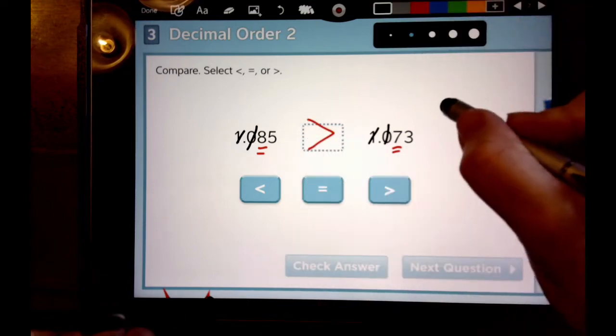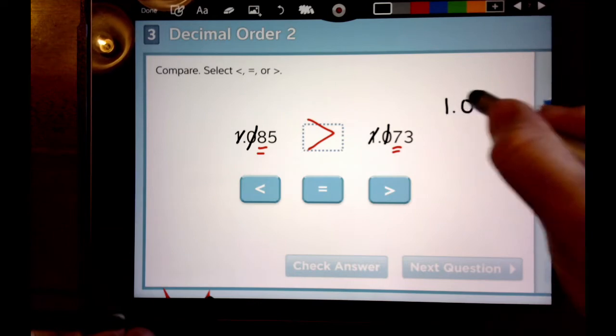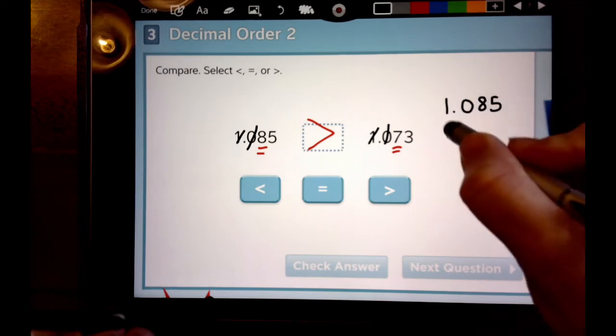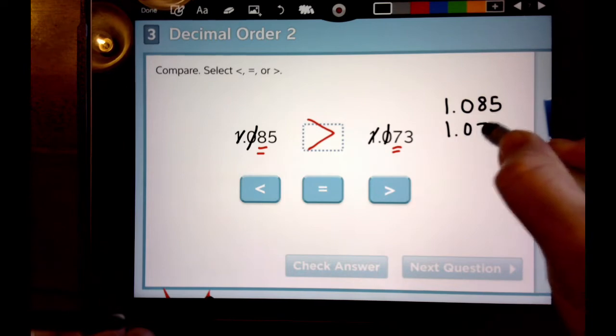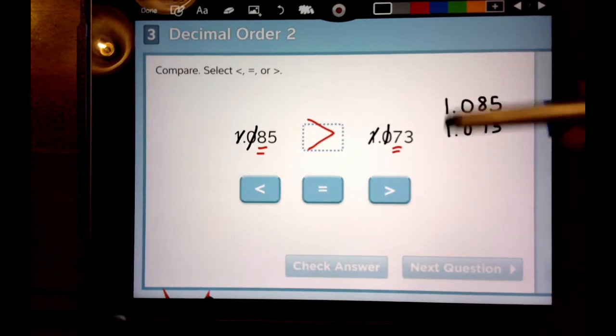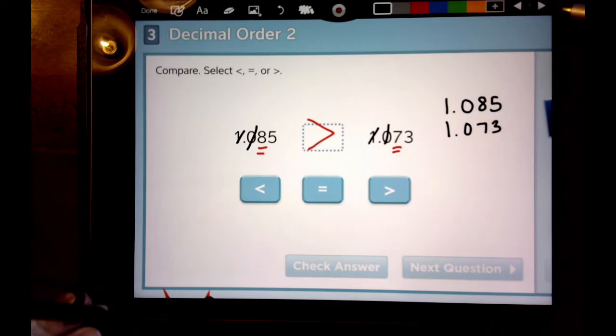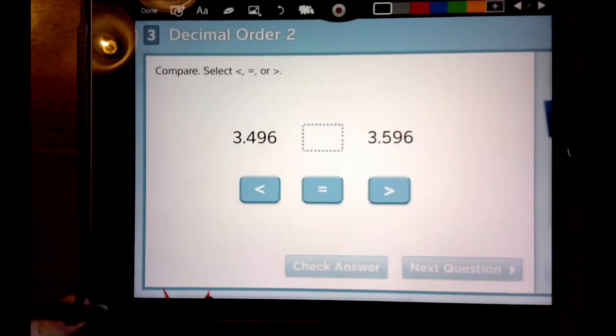Now, another way that you can do this, if it seems more visually appealing to you or makes it a little bit easier, is to list the two numbers, which makes it easier to compare those place values and see them. Sometimes I call that stacking it. Sometimes it might be easier for you to stack them, especially when you're comparing more than one decimal. All right, so we move to the next one.